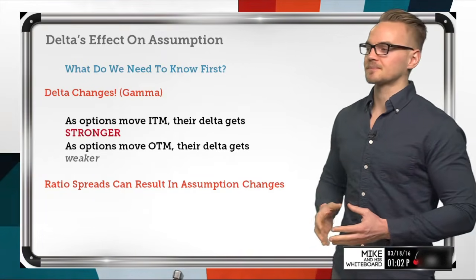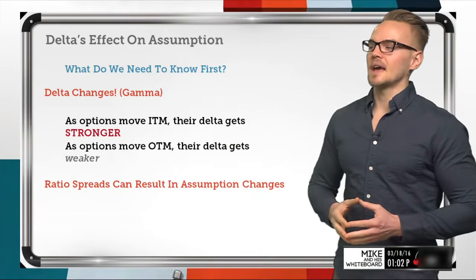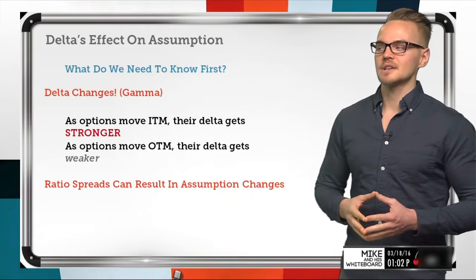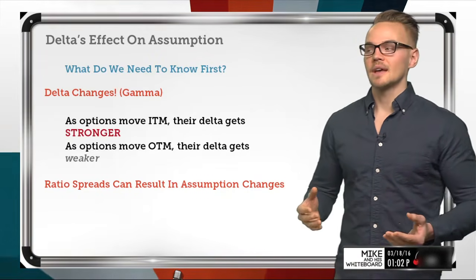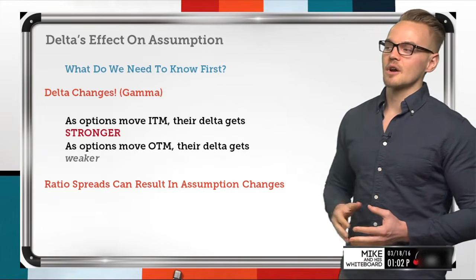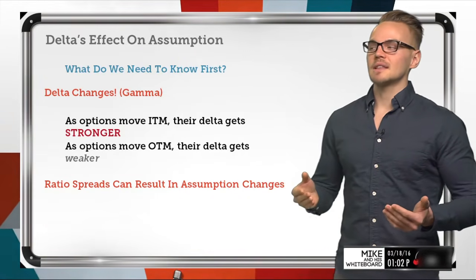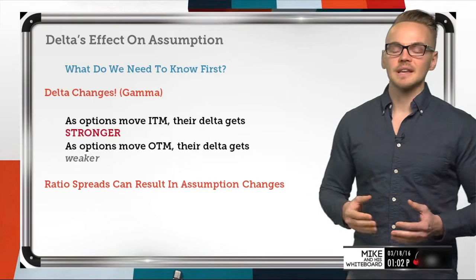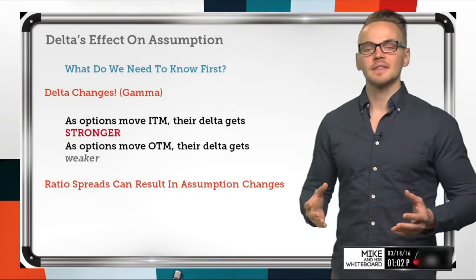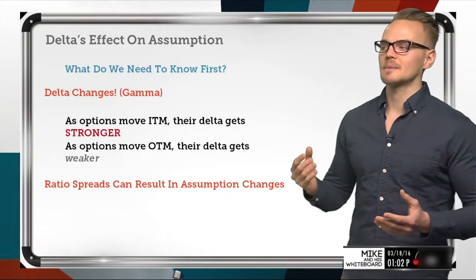As we know, as options move in the money, their delta actually gets stronger. And if it gets stronger when it moves in the money, that must mean that the delta gets weaker as an option moves out of the money. We're going to break that down in the next few slides, and talk about how that's affected.